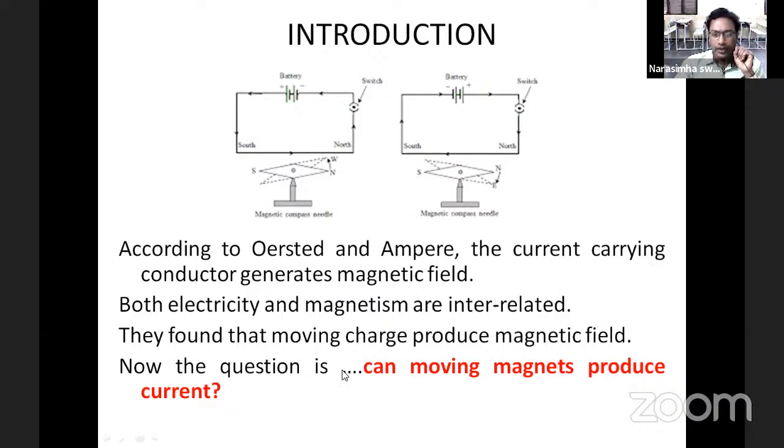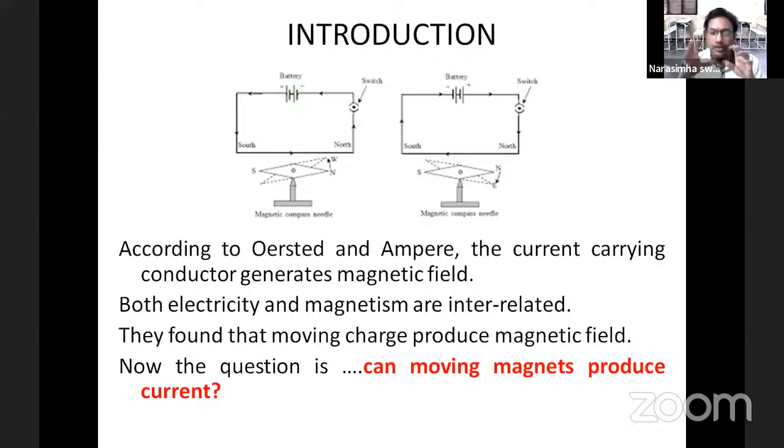And they found that a moving charge produces a magnetic field. This point is to be understood: moving charge means electric current, and perpendicular to that, the magnetic field is generated. So the magnetic field is generated because of the motion of the charge.